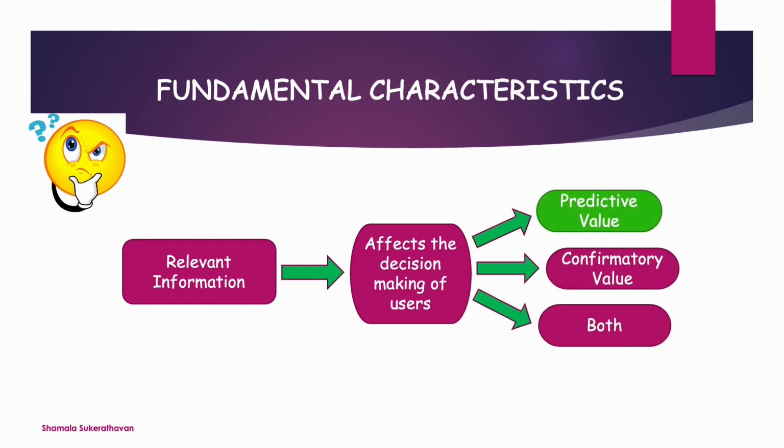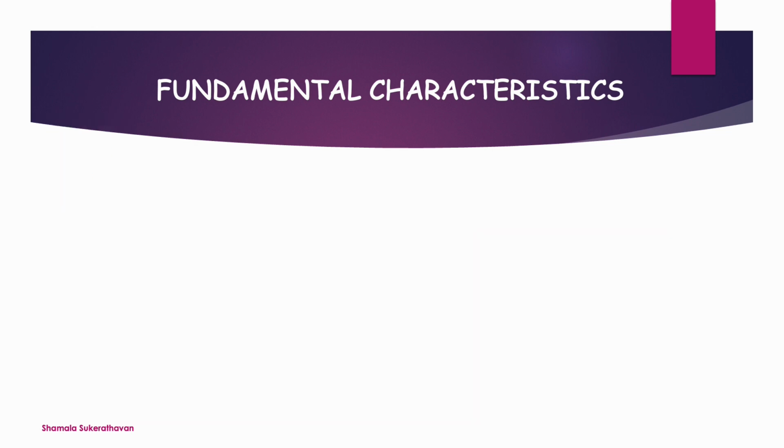Information has predictive value if it can be used as an input to processes used to predict future outcomes. Information has confirmatory value if it provides feedback of previous predictions. In assessing if information is relevant, we should consider the materiality of the items.